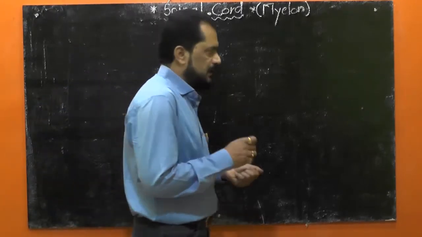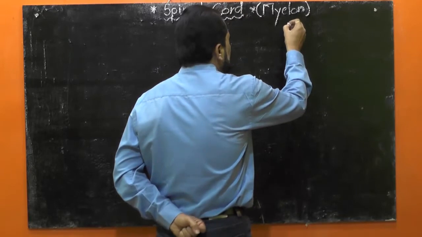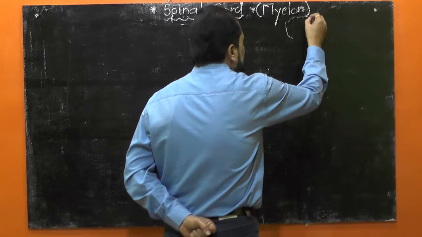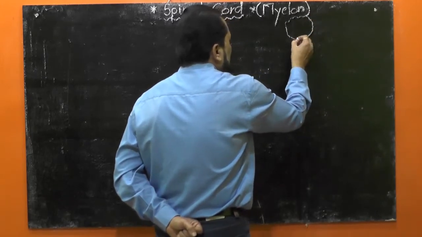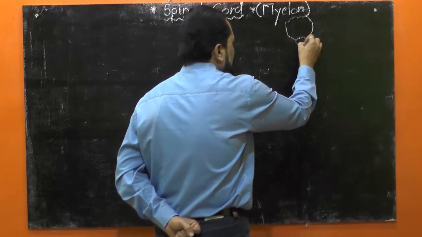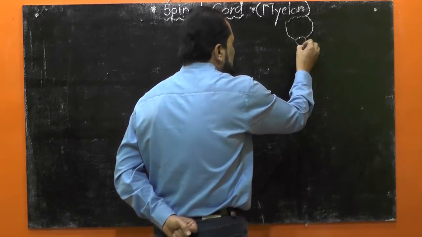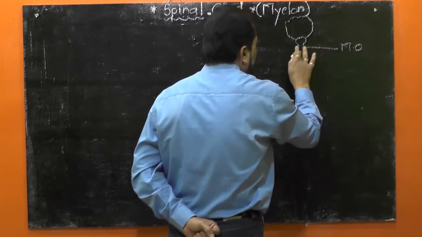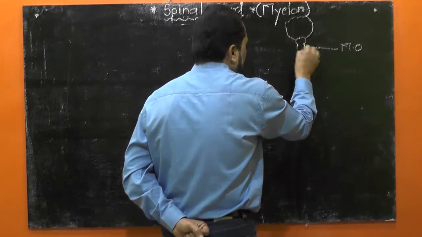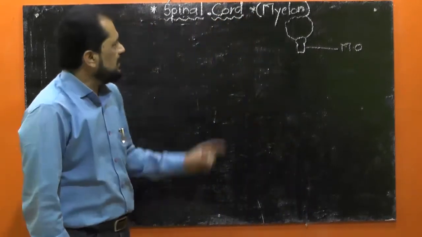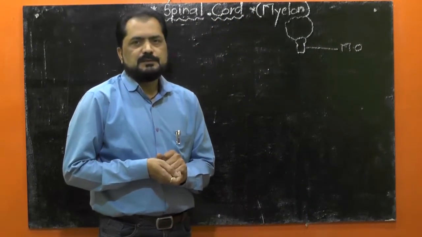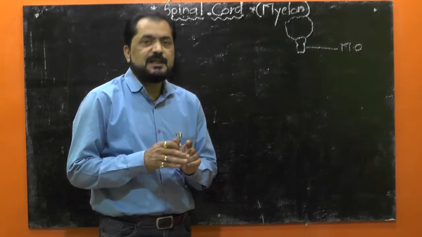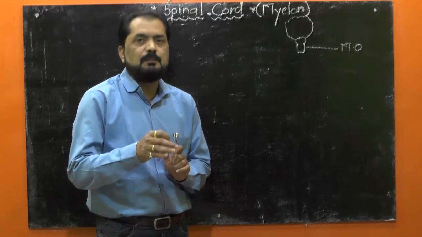Now please look at the diagram. Consider here is supposed to be the dorsal view of the brain. We know that here is the cerebellum, and the posterior most part of the brain is nothing but the medulla oblongata. Now let us start the study of spinal cord. The spinal cord is nothing but simply the posterior extension of medulla oblongata.